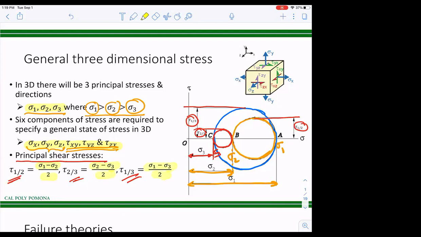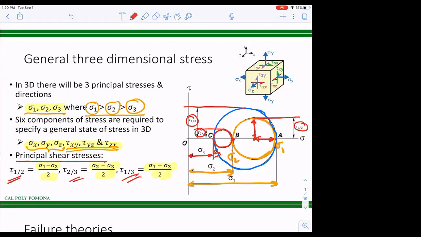Using these, yes. Sigma 1 minus sigma 2 over 2, wouldn't that just give you the center point of the circle? No, that will be the radius. I mean, if you look at it, this is your sigma 2, right? This is your sigma 1. Sigma 1 minus sigma 2 divided by 2 will be half of this, which is the radius. Yep. So that will give you the radius.